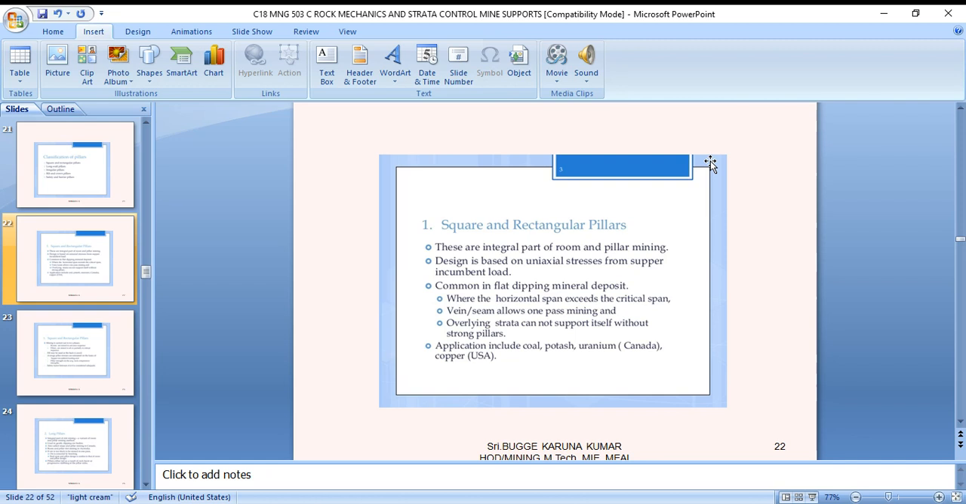A vein seam allows one pass mining. Overlying strata cannot support itself without a strong pillar. Applications include coal, potassium, uranium, copper.